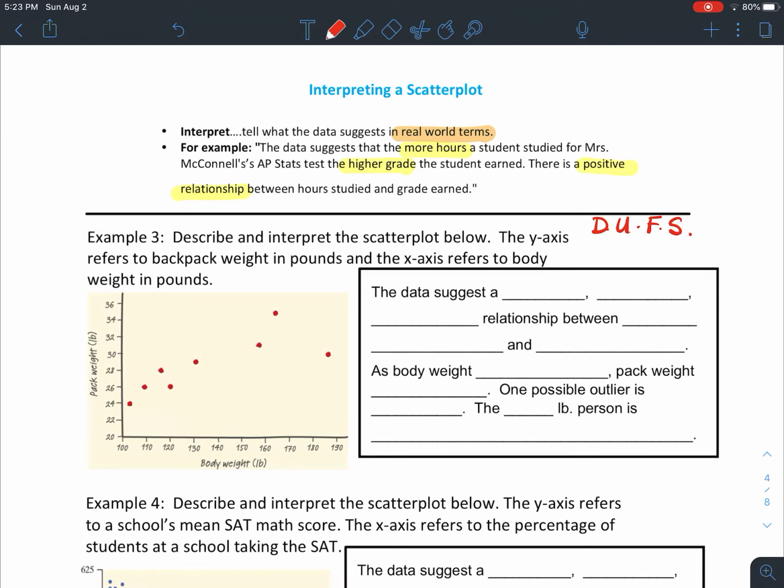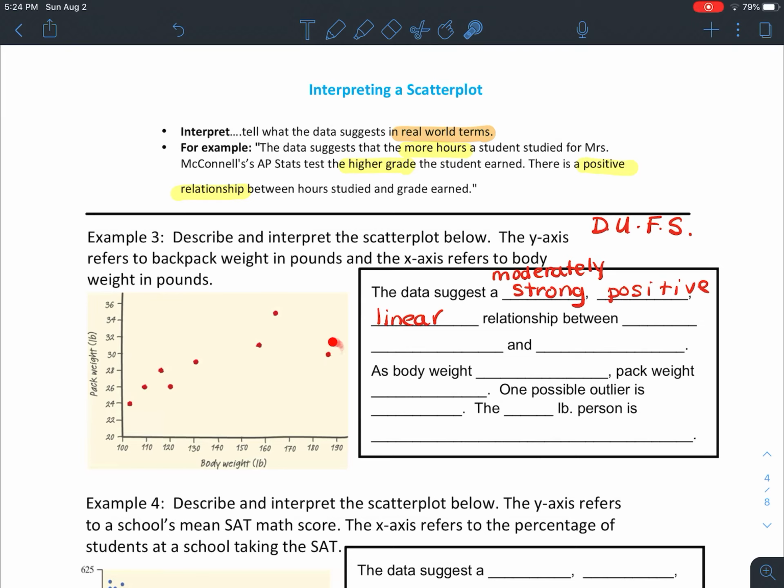So the data suggest, I'm going to choose a word for strength. I do notice that they're more tightly clustered here. It feels like they're spreading out a little bit over here. So I might just call this, the data suggest a moderately strong. I'm also going to call this positive because it feels like as the X values get bigger, the Y values are also getting bigger. So we're going to call this a moderately strong, positive, and I'll go with linear.